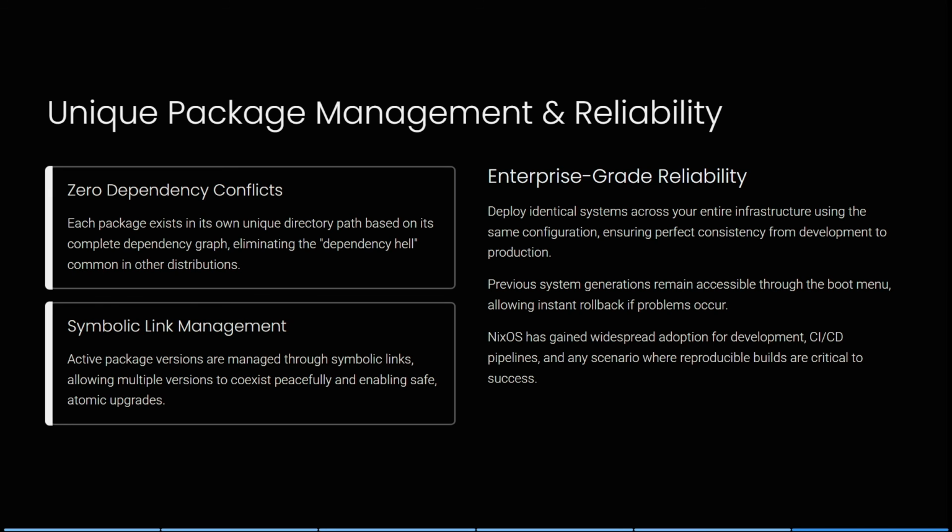It also has enterprise-grade reliability, so you can deploy identical systems across your entire infrastructure using the same configuration, ensuring perfect consistency from development all the way to production. Your previous system generations remain accessible through the boot menu, as I mentioned earlier on, allowing instant rollbacks if problems occur. NixOS has gained widespread adoption for development, CI/CD pipelines, and any scenario where reproducible builds are crucial to success.